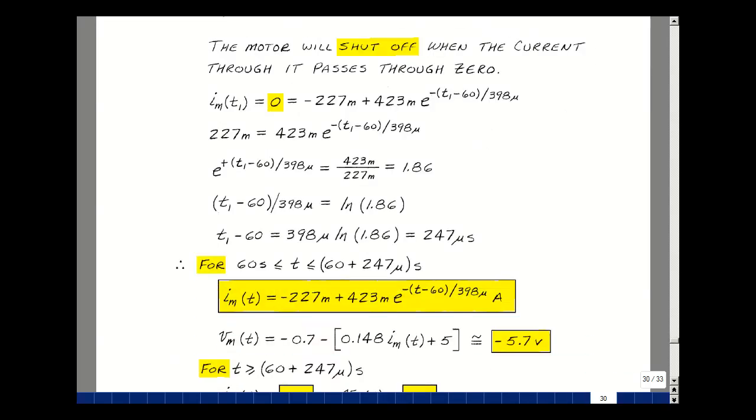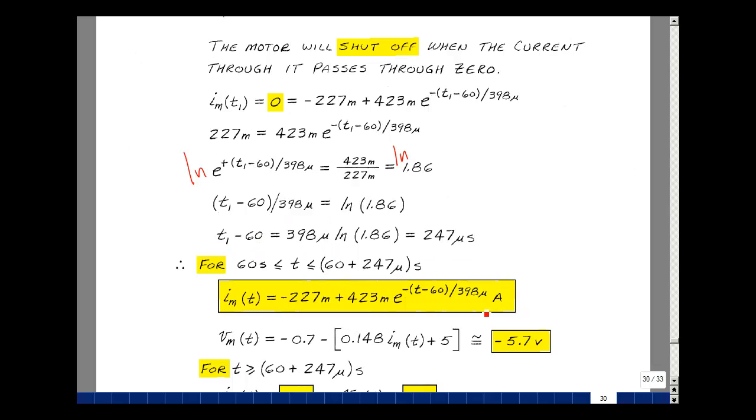Let's solve for how long it takes for the motor to shut off. You can set the current in the coil equal to 0, and that's going to occur at some time t1. We'll evaluate this equation at time t1. Bring this on the other side of the equation, then divide this over here, and bring this on the other side to get an exponential with a plus sign. Take the natural log of both sides. I just get the argument, natural log of 1.86, and cross multiply by the 398 micro. And we get that the difference of t1 and 60 seconds is 247 microseconds.